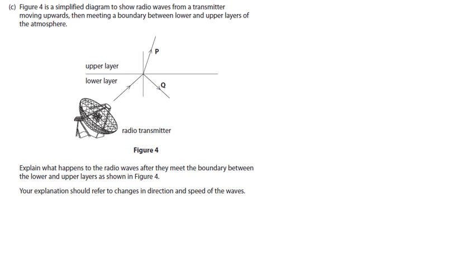Part C, we've got this radio transmitter which is emitting these radio waves, and there's a boundary in the atmosphere between lower and upper layers of the atmosphere. What's happening is some of those waves are going up through the upper layer and some are coming back down. So the question is, explain what is happening to the waves at the boundary. It also says you should refer to the direction and the speed in your answer. First of all, the waves P, they are being refracted. How do we know they're being refracted? Because they're moving through the boundary and they're changing direction.